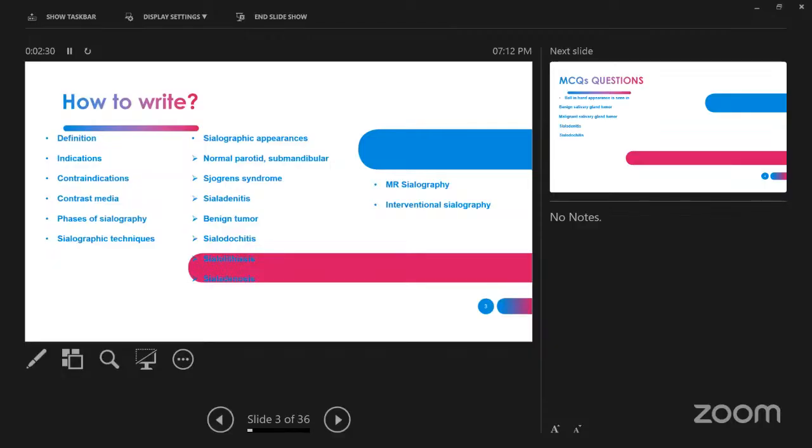Then phases of xylography, xylographic techniques. There are 3 techniques. Then xylographic appearance: different xylographic appearances in the normal parotid and normal submandibular gland. Then in disease conditions also, like Sjogren syndrome, sialadenitis, benign tumor, sialodochitis, sialolithiasis, and sialadenosis. If your time permits, you can also write MR xylography and interventional xylography.